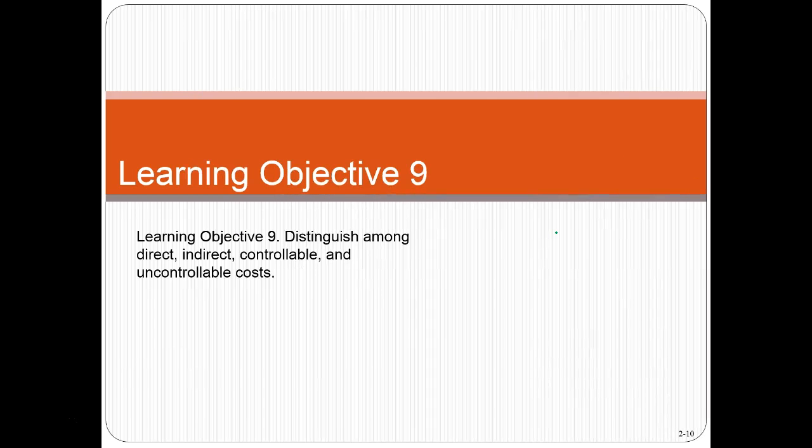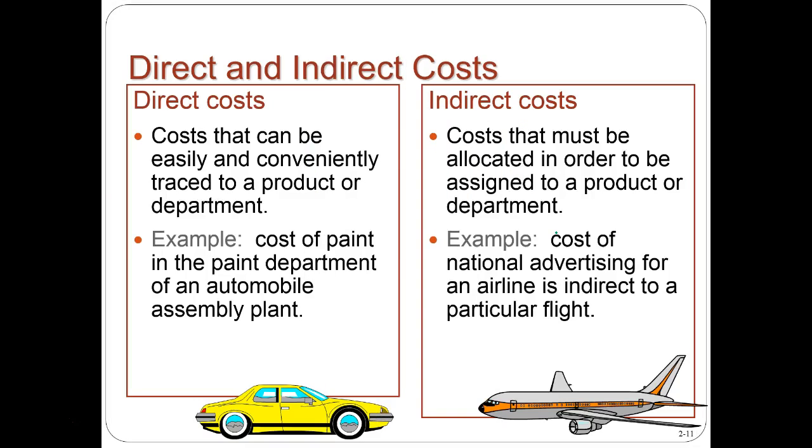Learning objective number 9: distinguish among direct, indirect, controllable, and uncontrollable costs. So, direct and indirect costs. Direct costs are costs that can be easily and conveniently traced to a product or department, such as the cost of paint in the paint department of an automobile assembly plant. Obviously, if we're talking about automobile assembly and direct materials such as paint, it's pretty easy to know that the paint is applied to that department and even that particular product and car. It gets more tricky when that's not so clear.